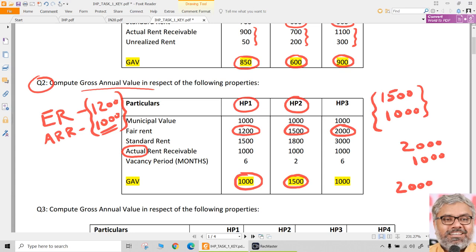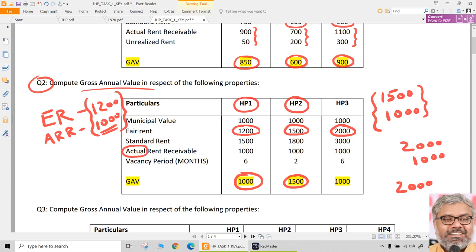So now can we say that the property has an ARR of 1000 rupees, which is less than expected rent only due to vacancy? Yes. If there was no vacancy, ARR would not be less than expected rent, it would be equal to expected rent. Our provision says we should take ARR if ARR is less than expected rent only due to vacancy. So here ARR is less than expected rent only due to vacancy. At least it would have been equal to expected rent, but definitely it would not have been less than expected rent for sure.